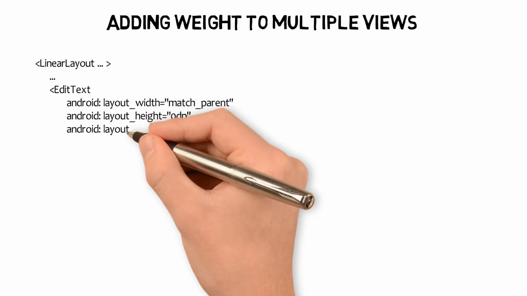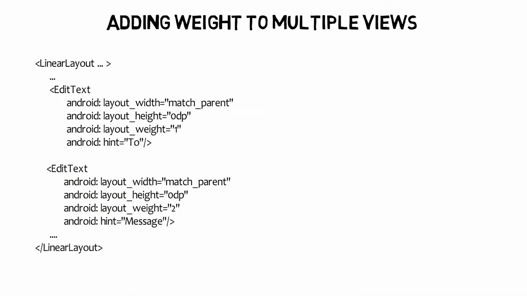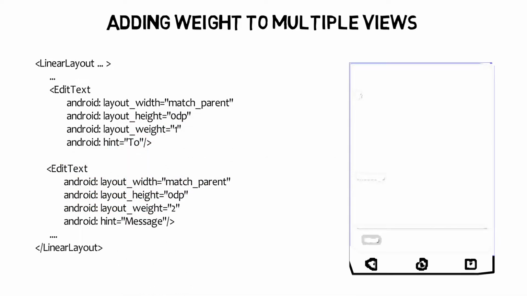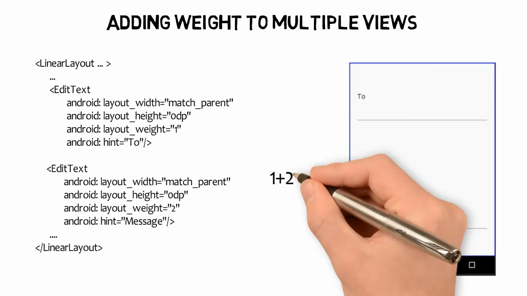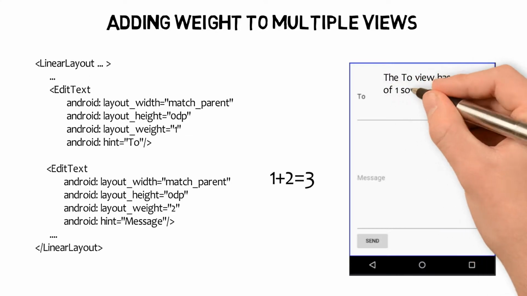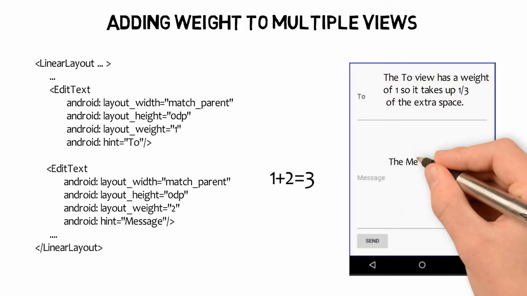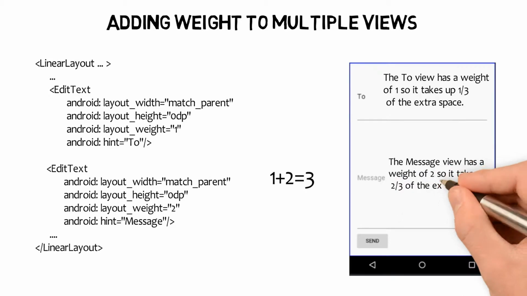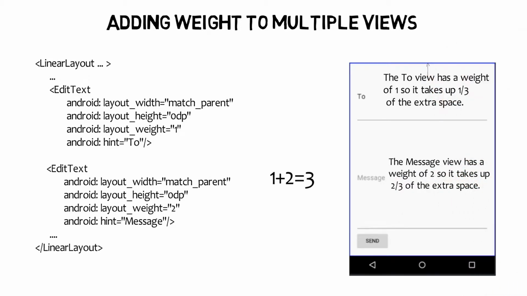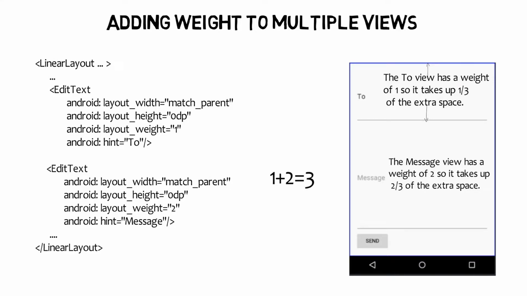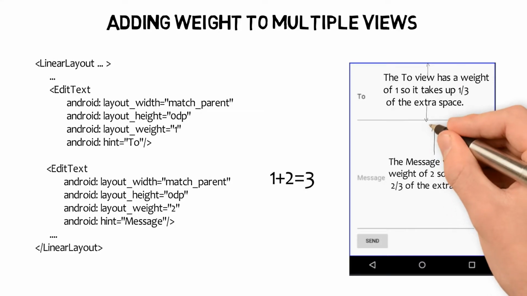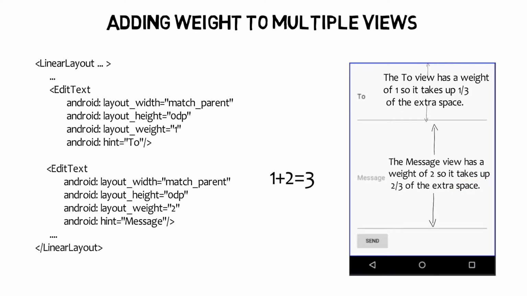Suppose we gave the to text field a weight of 1 and the message text field a weight of 2, like this. To figure out how much extra space each view takes up, start by adding together the layout weight attributes for each view. In our case, this is 1 plus 2 is equal to 3. The amount of extra space taken up by each view will be the view's weight divided by the total weight. The to view has a weight of 1, so this means it will take up 1/3 of the remaining space in the layout. The message view has a weight of 2, so it will take up 2/3 of the remaining space.